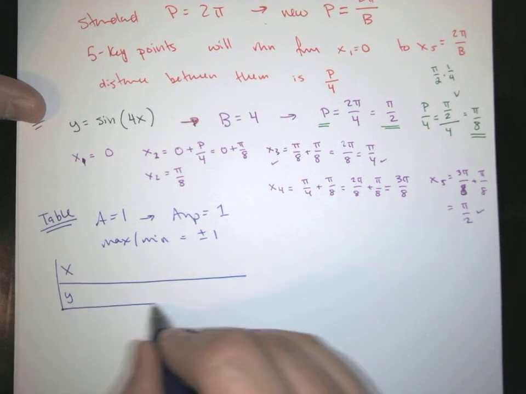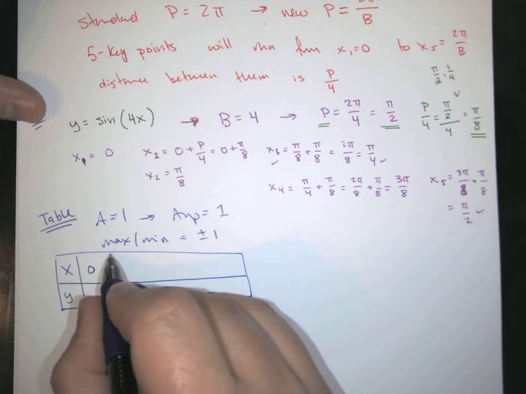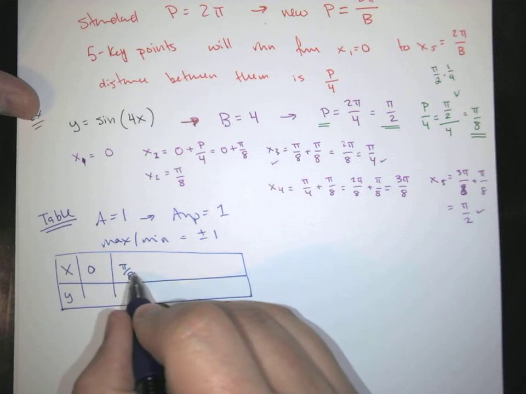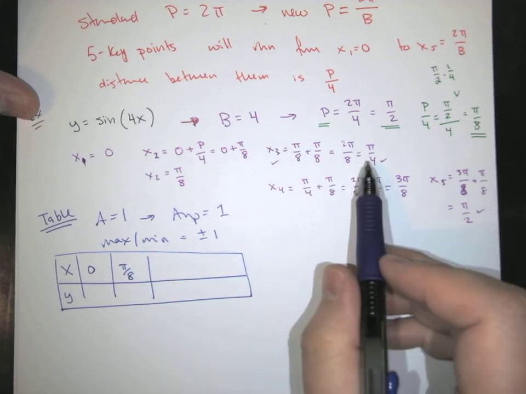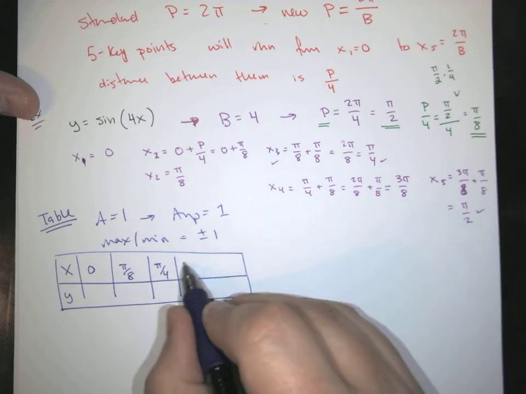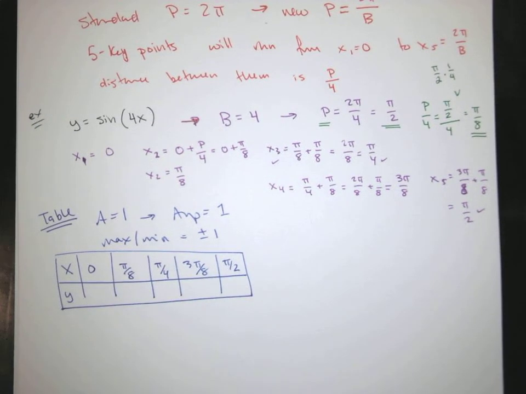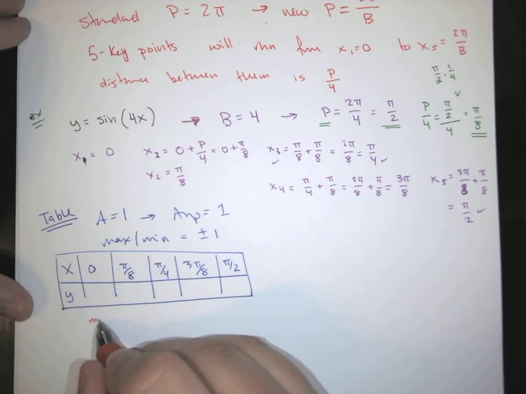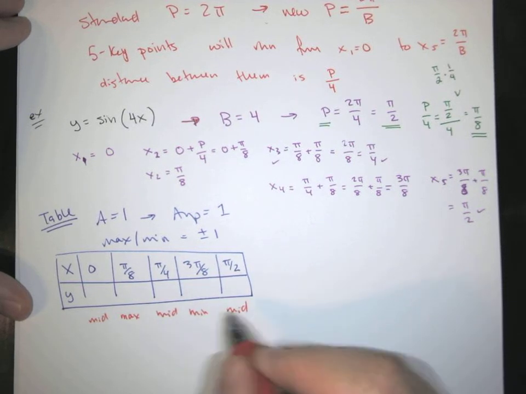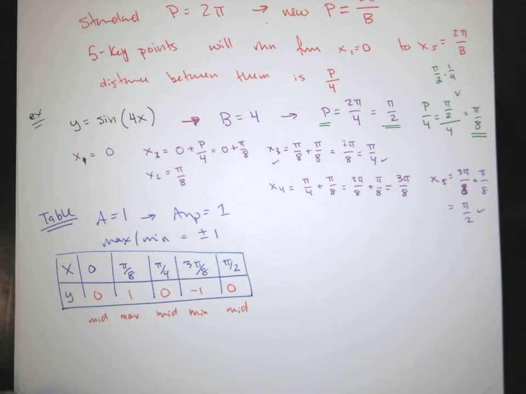X and Y. So what are we working with? So 0. The next one is going to be pi over 8. Our next point, 3, was pi over 4. The fourth one's going to be 3 pi over 8. And then this last one was pi over 2. And then our values here are still just going to be middle, max, middle, minimum, middle. So that's going to be 0 up to 1, 0 down to minus 1, and then hitting 0.